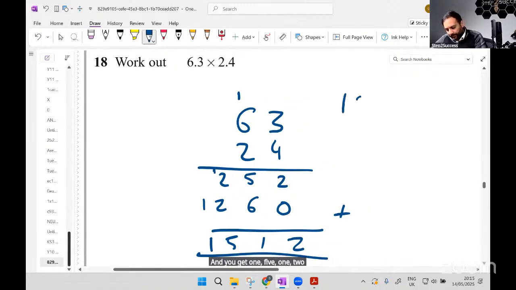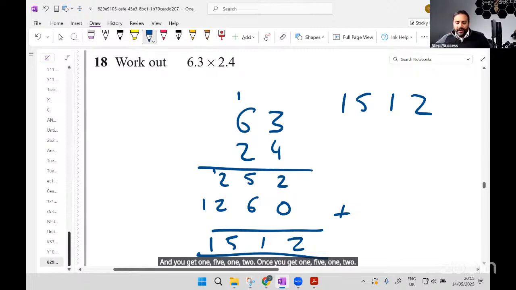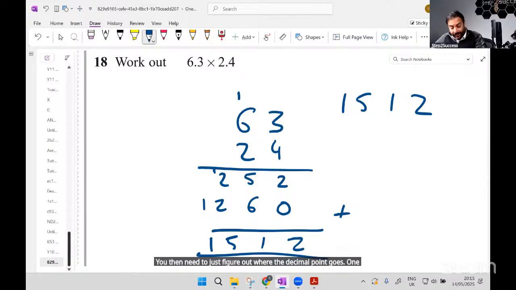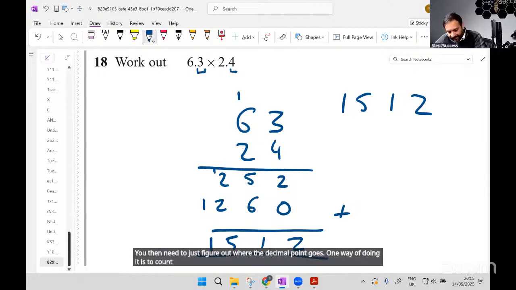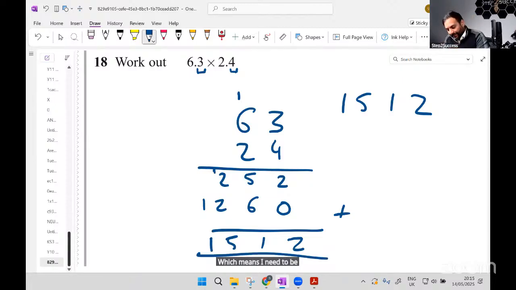Once you get 1, 5, 1, 2, you then need to figure out where the decimal point goes. One way of doing it is to count how many numbers are after the decimal point in the question. There are 2 numbers after the decimal point in the question, which means there need to be 2 after the point in the answer, and therefore the point will have to go there.